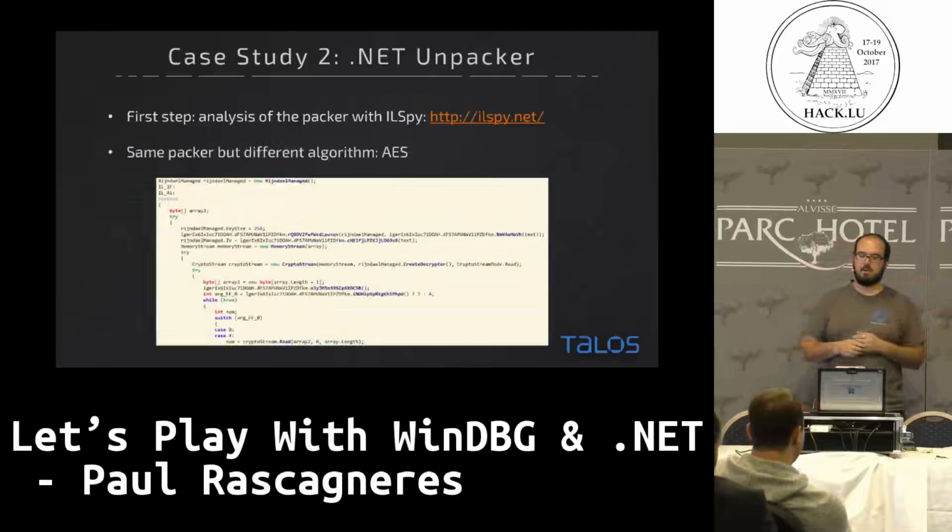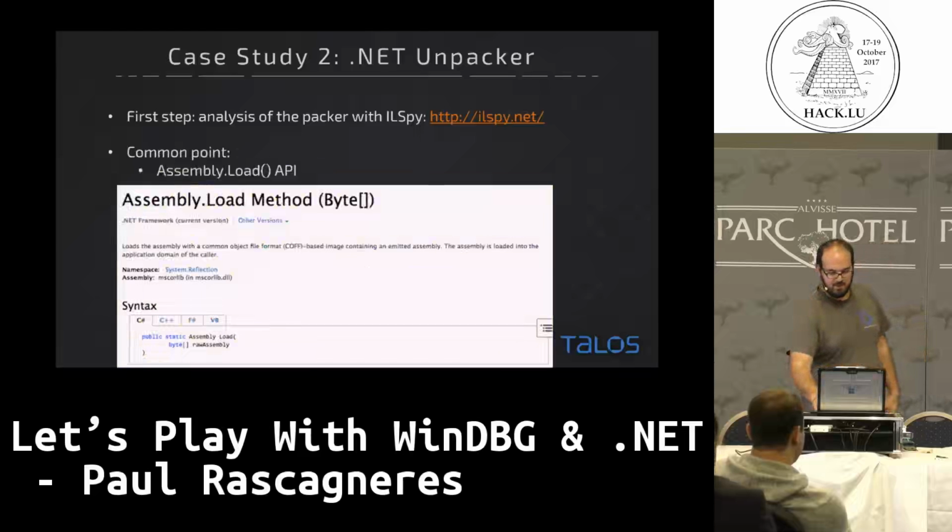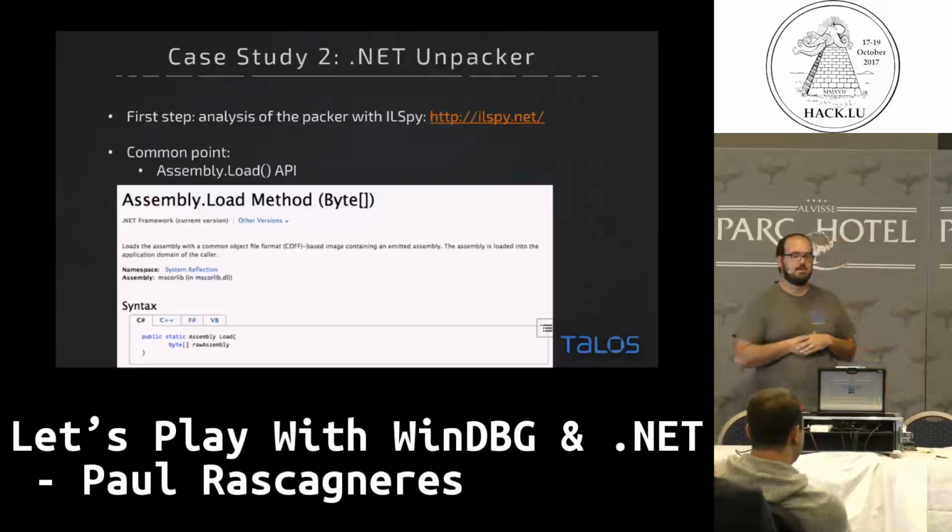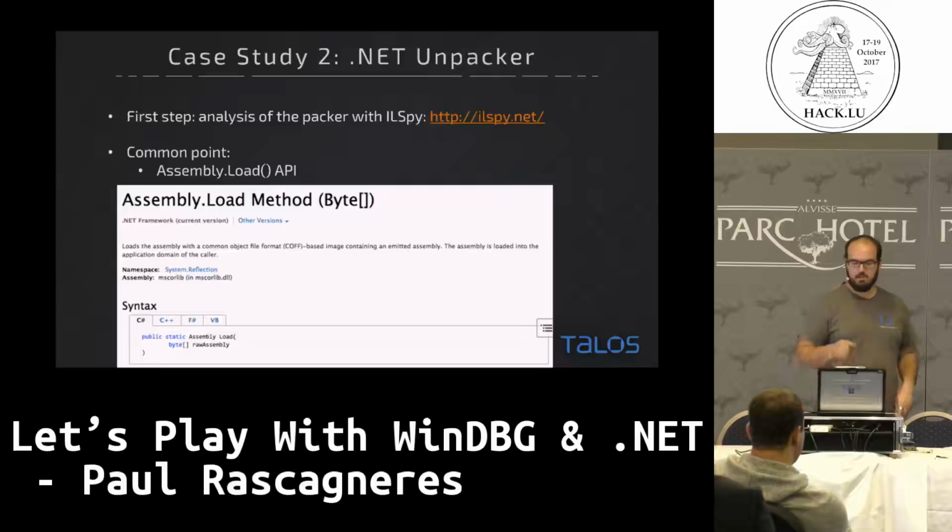I found another sample that did exactly the same thing, but instead of using XOR techniques, it used encryption. But the philosophy is the same. Doing something with data, at the end you have a PE file, and it's loaded in memory thanks to Assembly.Load. For people that are not used to playing with .NET, Assembly.Load is a really easy function. You put a byte array in argument. This byte array is an MZ, a PE file, a Windows binary, and it's loaded in memory and executed. It's really easy, really straightforward.